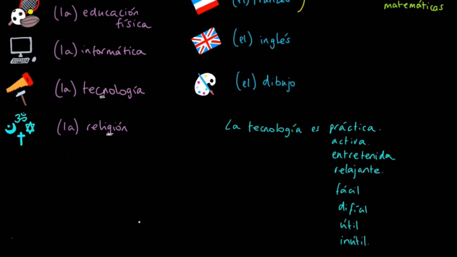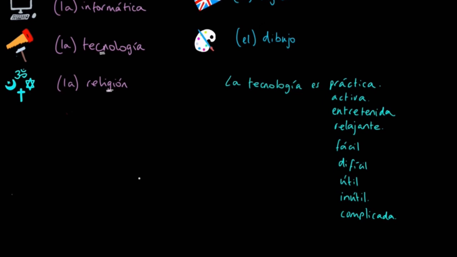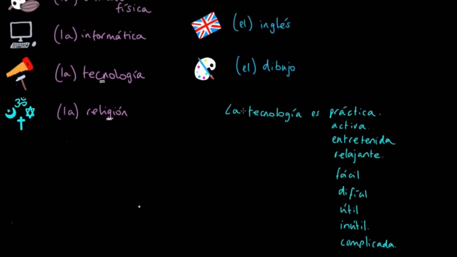Okay, we could also say la tecnología es complicada, for example. So remember, there are lots of adjectives that we can apply to subjects and express opinions. Remember also that when we are saying a general sentence, giving an opinion on a subject, we will use the article, okay, la tecnología, el dibujo. But if I say, for example, things like estudio and then a subject, for example, estudio geografía, in that case I am not going to use the article, okay? So do remember that those articles, sometimes they're there in things like opinions and sometimes they are not.